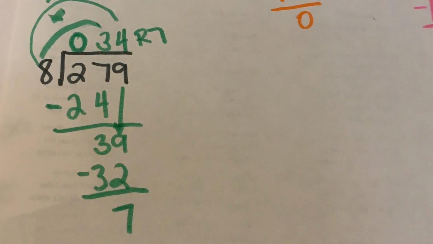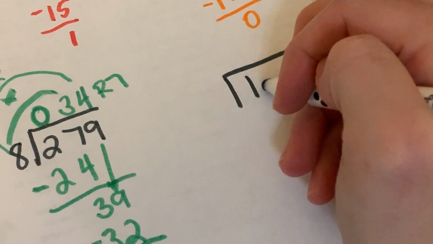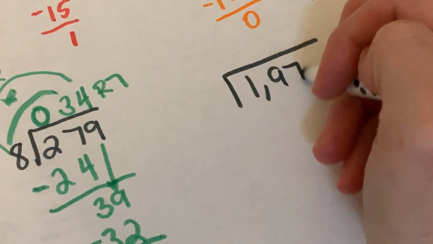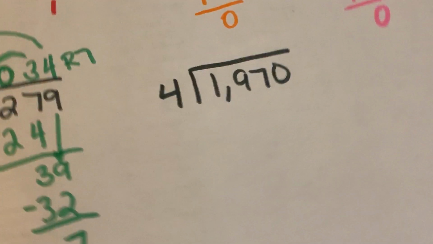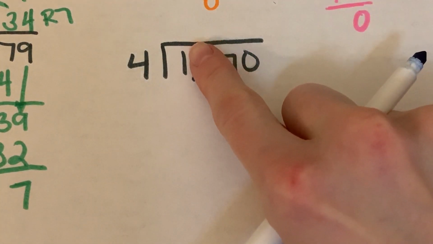All right, let's try this next problem. 1,970 divided by 4. I'm going to walk you through this one first. It is the same thing you've been doing. I'm just going to have another step because there's another number.